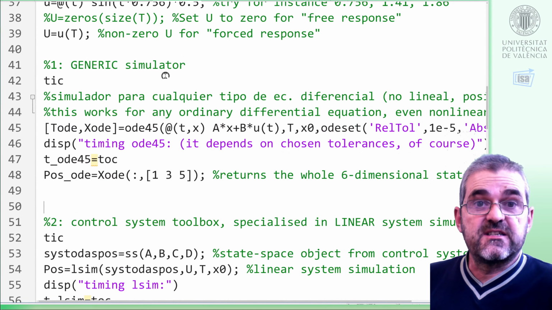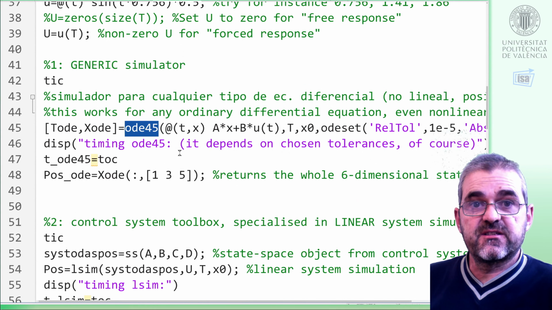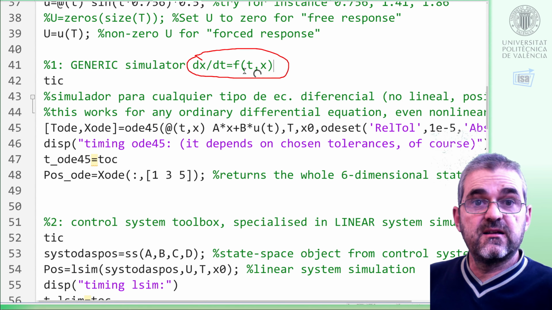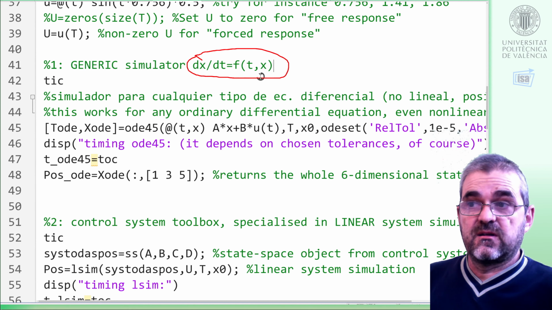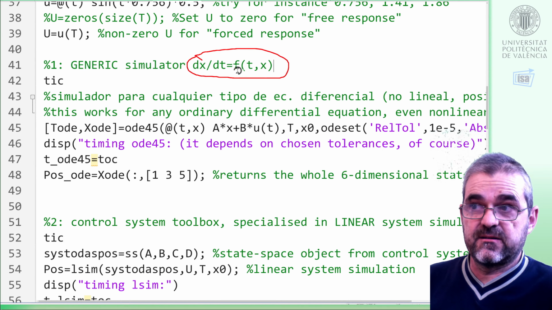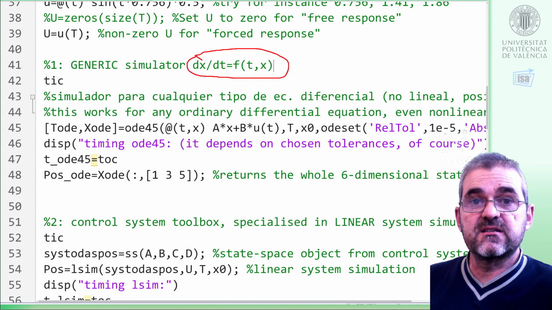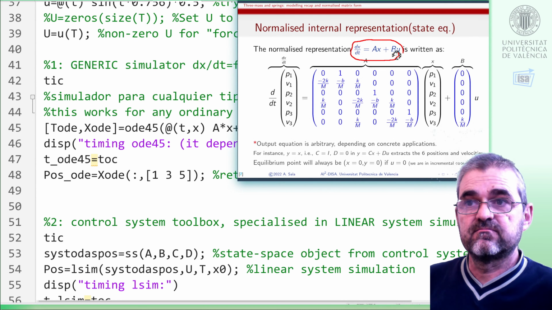Let us first use a generic simulator. What I mean by generic, ode45 for instance, is that it can simulate any ordinary differential equations in this form. And it doesn't care whether f is linear or nonlinear. So, which is f in my linear system? This is it, Ax+Bu in matrix form.